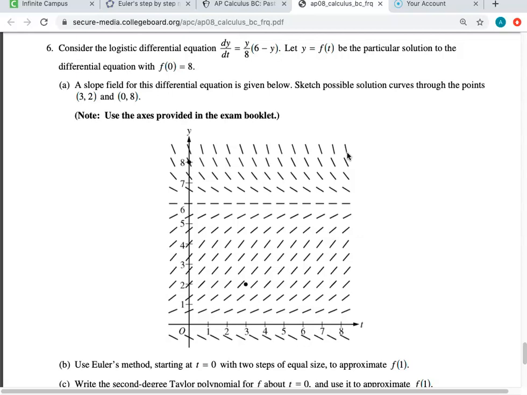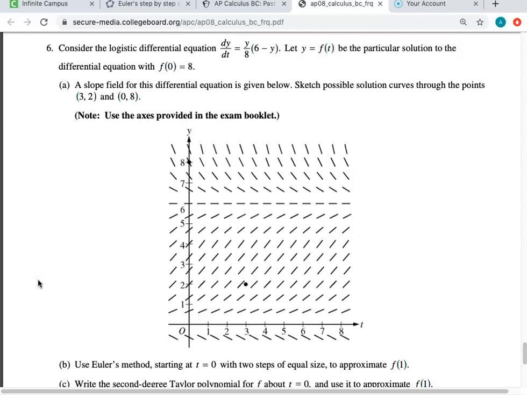You don't have to sketch the whole slope field on your whiteboard. Just give me a rough solution curve. All right, then part B, use Euler's method starting at t equals 0 with 2 steps of equal size to approximate f of 1. All right, are you ready, set, go.